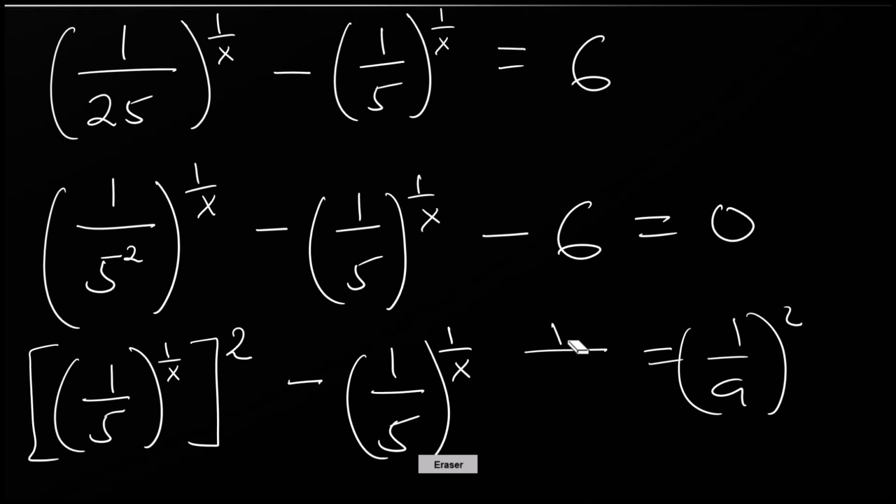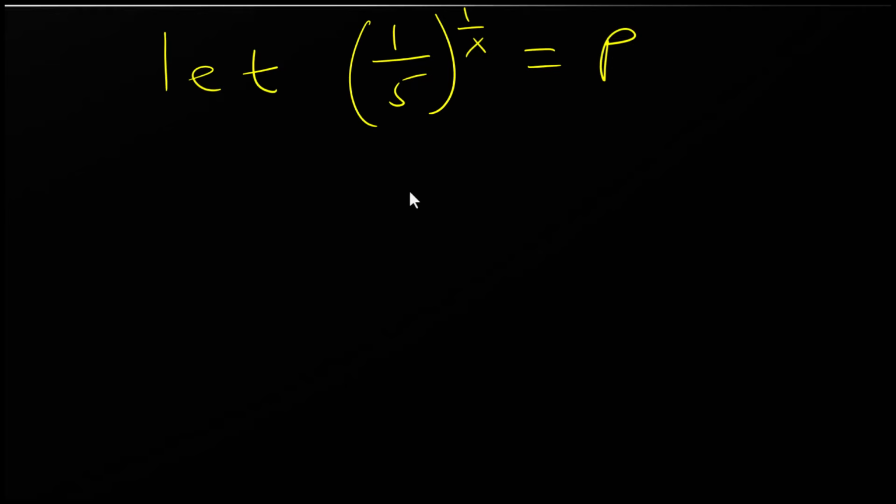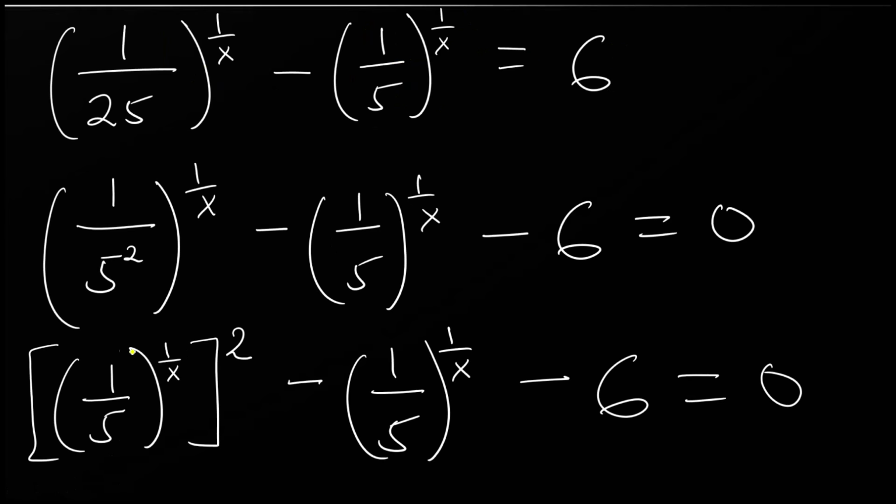minus 6 equal to 0. Now let's be very careful here. So we have created this one here, and we have this one in common. Now let's represent this one by a variable. So let 1 on 5 raised to 1 on x be p. So this one has been represented by p.